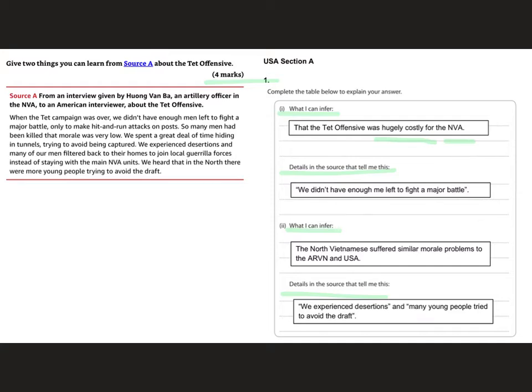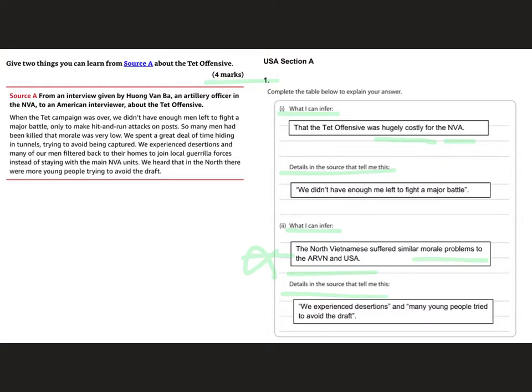And I think this is a really interesting inference. If you were looking to add to your answer, I'd go with this one: that the North Vietnamese suffered similar morale problems to the ARVN and the USA, which is not something that's been that well documented. So maybe that the North Vietnamese suffered similar morale problems to the ARVN or the USA.